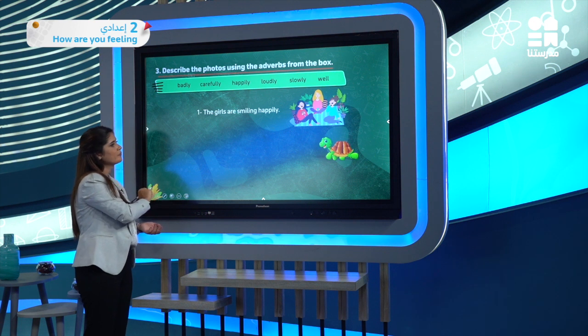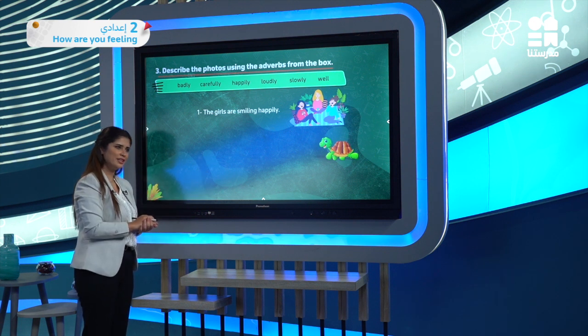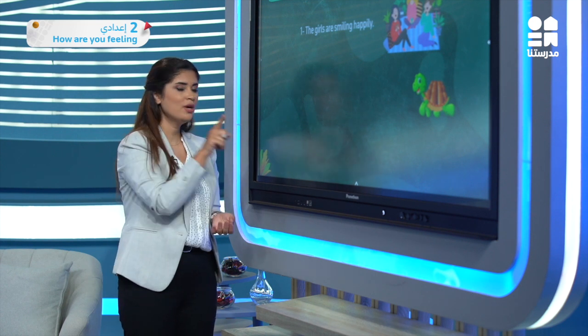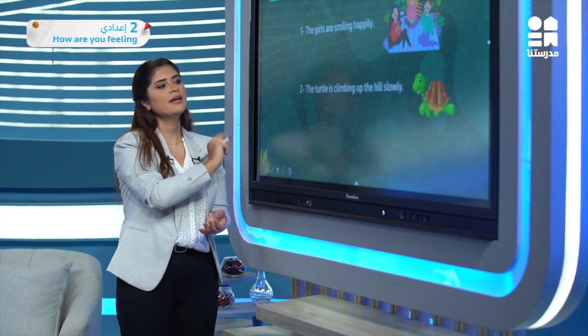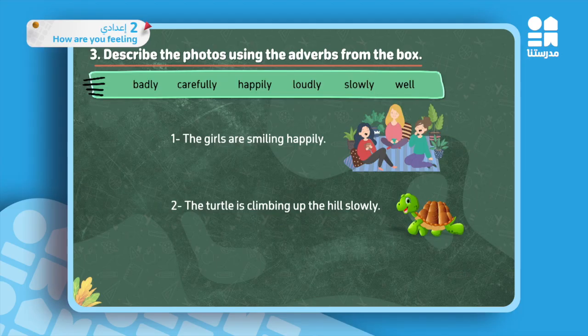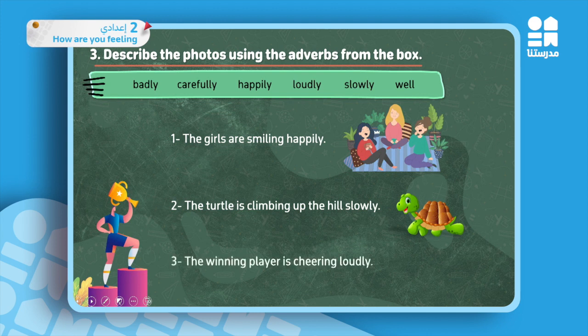And we have this one turtle. سلحفاة. Okay. So in your book it's climbing something أو بتتسلق حاجة. Here the turtle is climbing up the hill slowly أو بتتسلق الهضبة أو الحائط بالراحة أو ببطء. And here this is one of the champs أو بطل, and he is lifting أو شايل a cup أو كاس. So what can we tell or what can we say about him? The winning player is cheering loudly. Cheering loudly يعني بيصرخ من الفرحة بصوت عالي جدا.